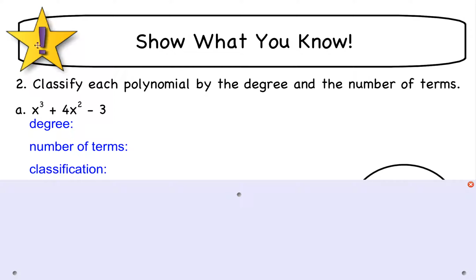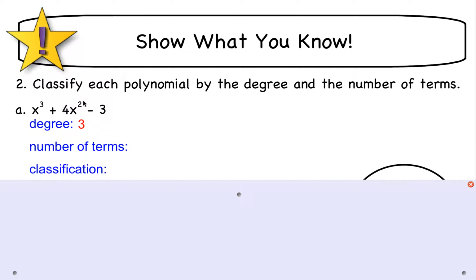So let's take a look at what we've learned so far. This says to classify each polynomial by the degree and the number of terms. So here's an example. There's nothing to simplify. None of these terms combine. It's in standard form, so the highest degree is 3. So the degree of the polynomial is 3. There are also 3 terms.